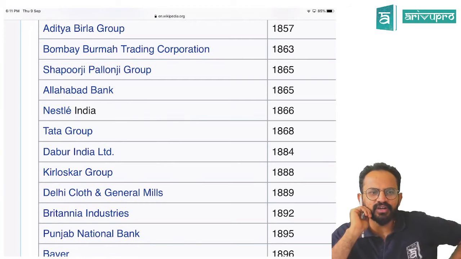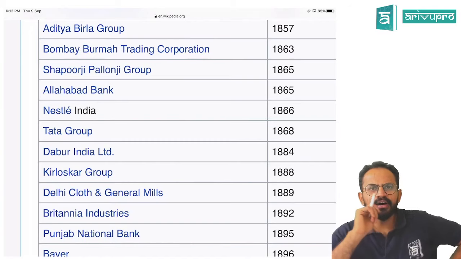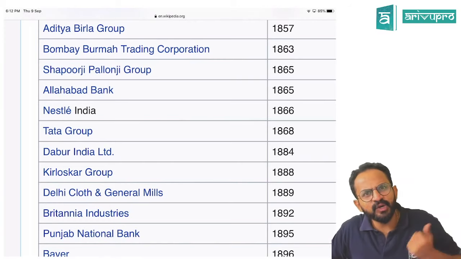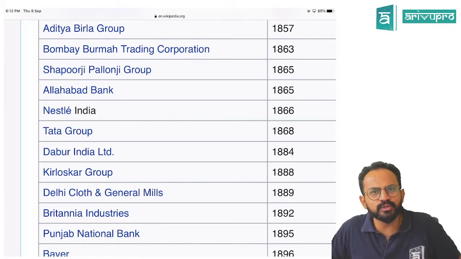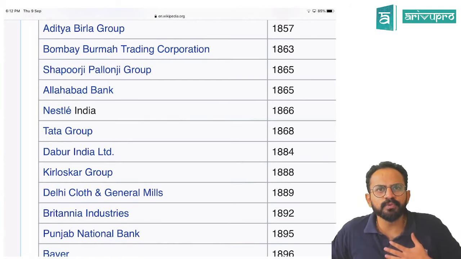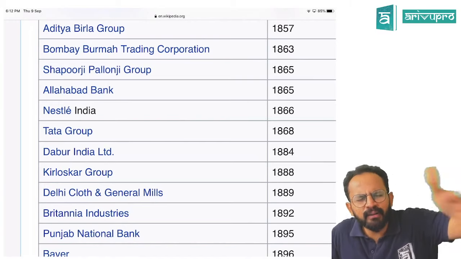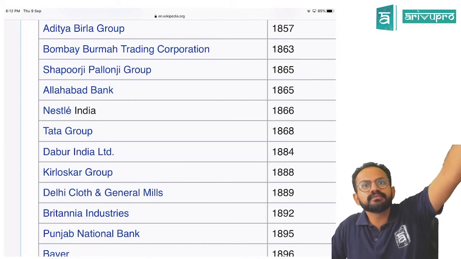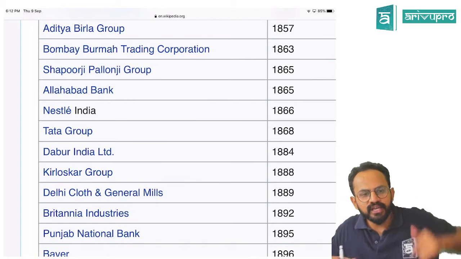Reliance, who was the founder? Dhirubhai Ambani. Dhirubhai Ambani passed away. Did Reliance come to an end? Jamshedji Tata passed away. Did Tata come to an end? What do you want to prove? People may come and go, but the company goes on forever and ever.